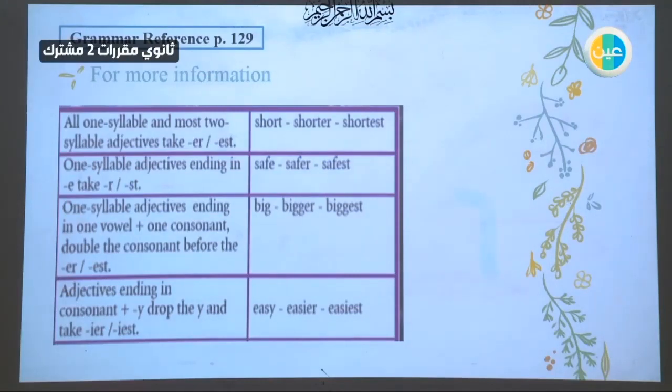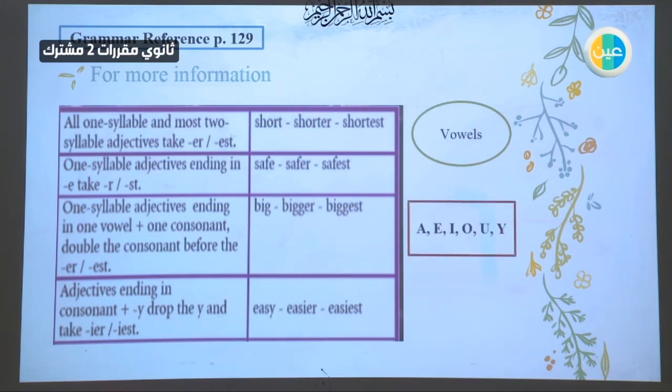Go in your book to page 129. I did not go through this. I don't think we have time, but I'm going to say it until I finish the lesson. Now, in order for you to add the ER to one syllable adjectives, you have to figure out what kind of word you have. If you go in the book and read them very carefully, you will know the rule. Most of the rule says if you have, like short for example, shorter, no change, then you just add the ER. Sometimes you have E at the end. Do you add another E, or you just add R? Since you have E, you just add R.